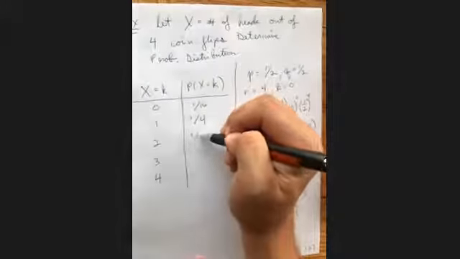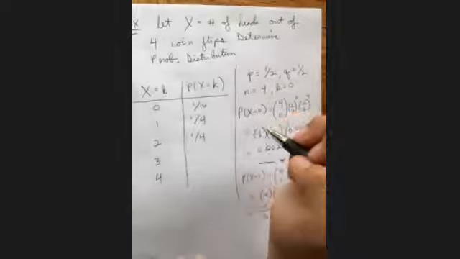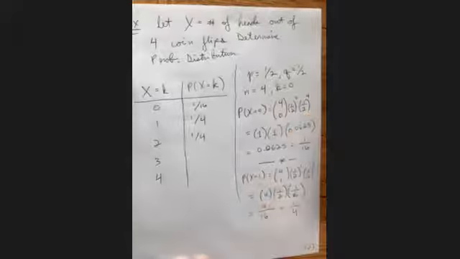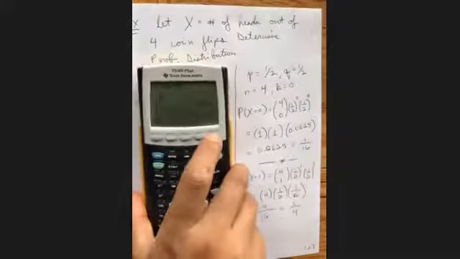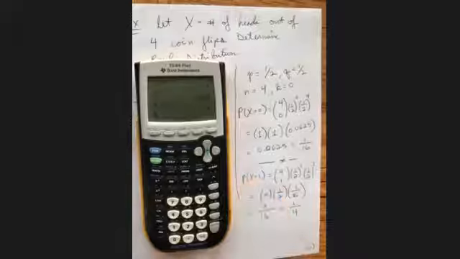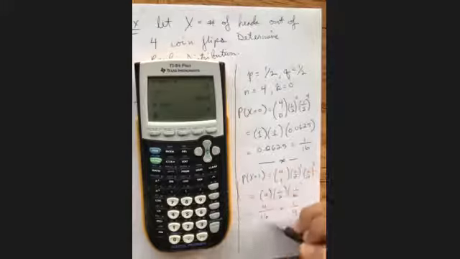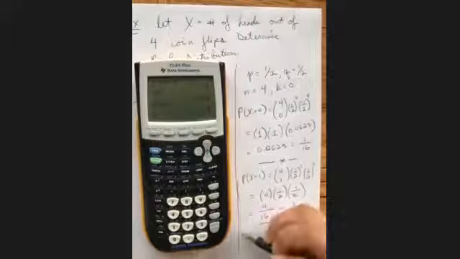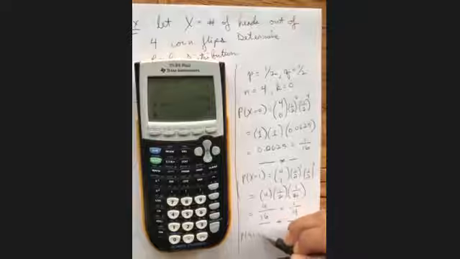So if you continue to do this process using the formula, you'll get the following results. Let's do the last one that we need to do, because we'll see that this is actually a symmetric distribution.